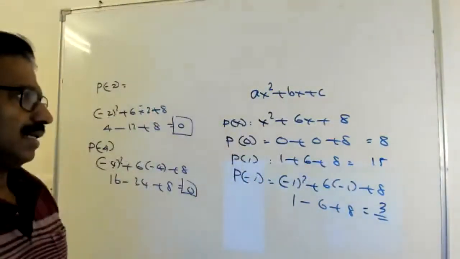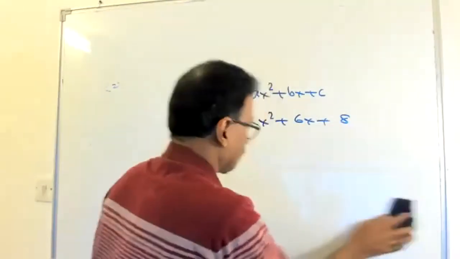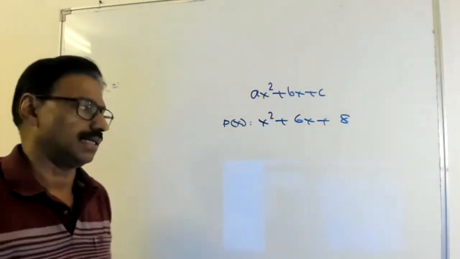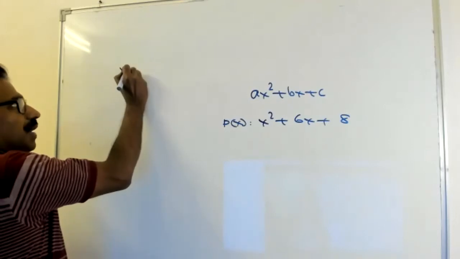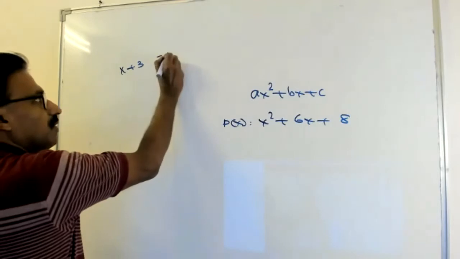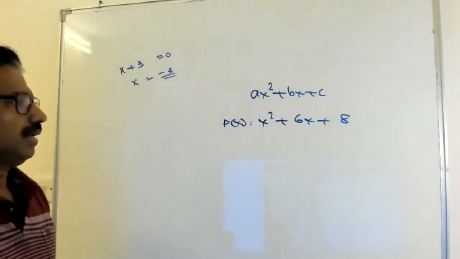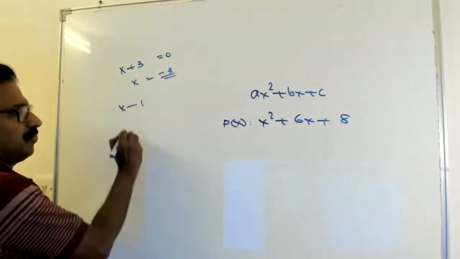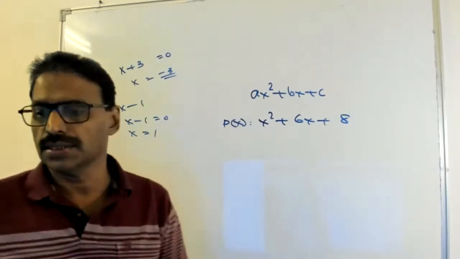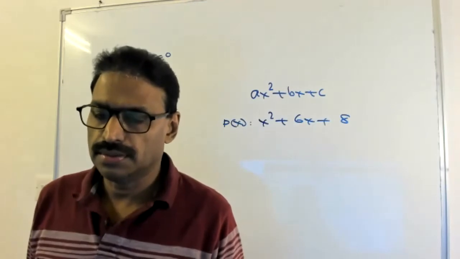Now you have a question. How to find the zero of a polynomial? Listen. For example, if it is a small one, x plus 3, it is very easy to find out. How? x plus 3 equal to 0, x equal to -3. That is, -3 is the zero of the polynomial. x minus 1, how to find out? x minus 1 equal to 0, x equal to 1. So x equal to 1 is the zero of the polynomial, like that. Okay, clear or not?